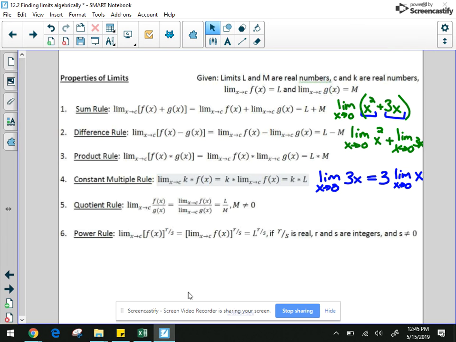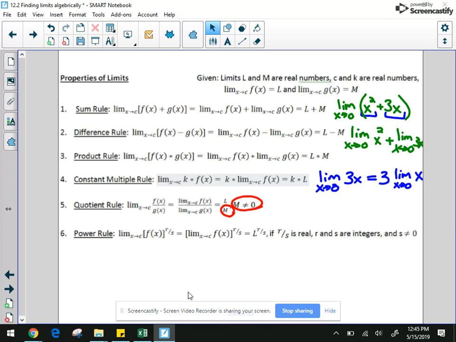Quotient rule, I can split the limit of the quotient of two functions apart. Again, the only caveat on this is that the limit of the function you're dividing by can't be 0, because we can't divide by 0.